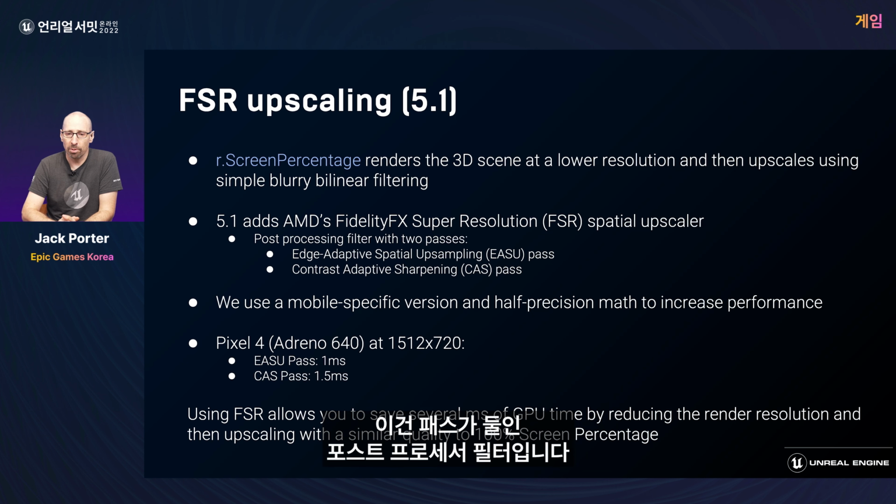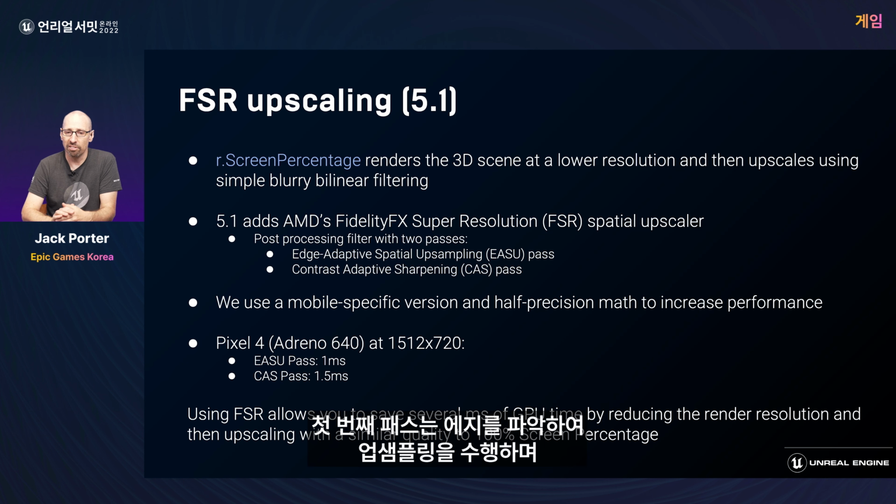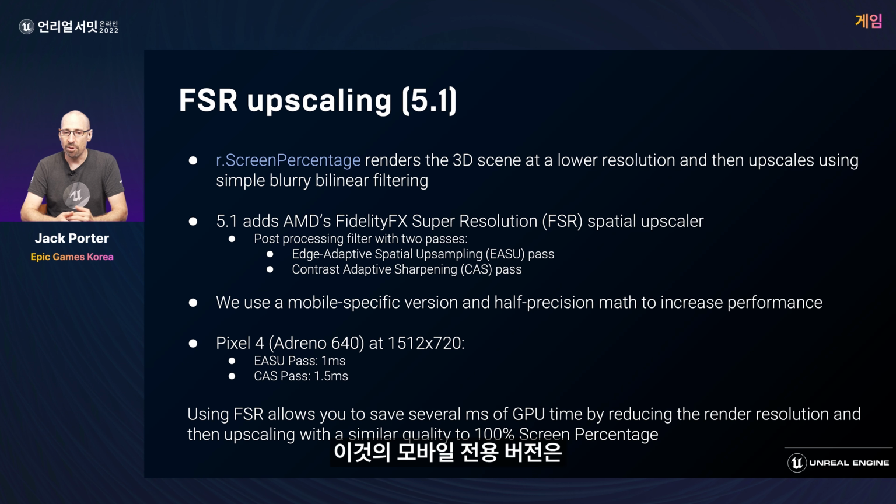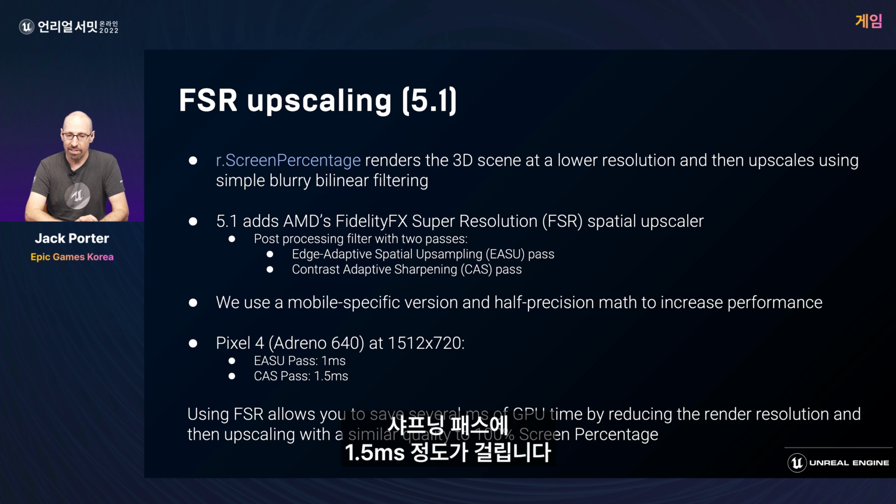This is a post-processing filter with two passes, the first of which does upsampling, taking edges into account, and the second of which is a sharpening pass called CAS. We use a mobile-specific version of this, which has half-precision math to increase performance. And on a mid to low tier device these days, such as a Pixel 4, it takes around 1 millisecond for the upsampling pass and around 1.5 for the sharpening pass.